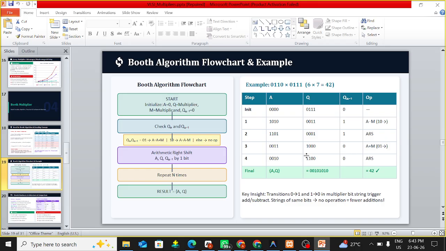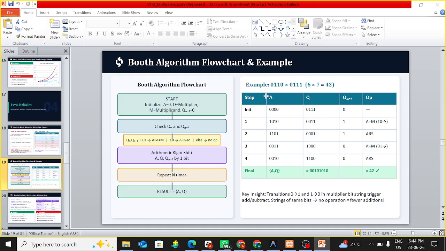Now we will start this example. Your processor is multiplying this, and then it will send the signal to the multiplier. I'm multiplying 0110 into 0111. So 0110 will be your multiplicand, and 0111 will be your multiplier. Now you go to initialization. Your A will become 0000, your Q will become 0111, meaning the multiplier. Qn minus 1 will be 0, and your M is going to be 0110.